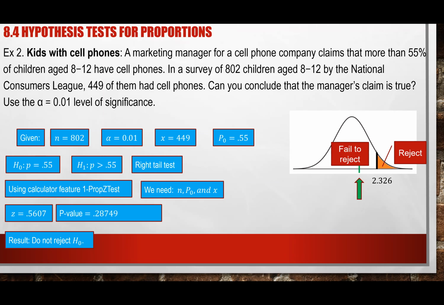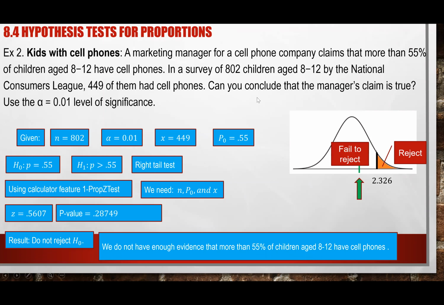And if you fail to reject, your conclusion is you don't have enough evidence. We don't have enough evidence to say that more than 55% of the children in the age group of 8 to 12 have a cell phone.